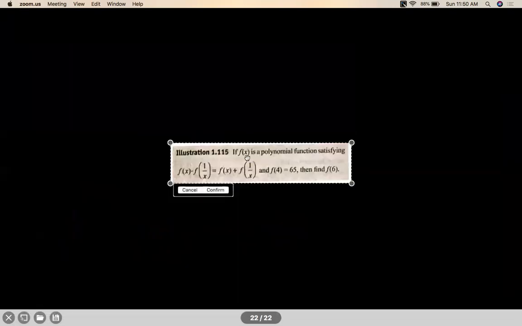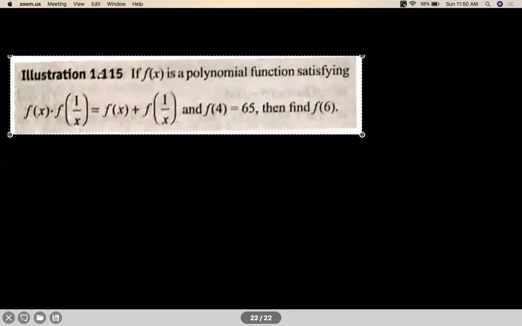This is our old function that we had derived, which we had proved a little while ago. f of x is a polynomial function satisfying this condition. f4 is 65, find f6. Excellent.